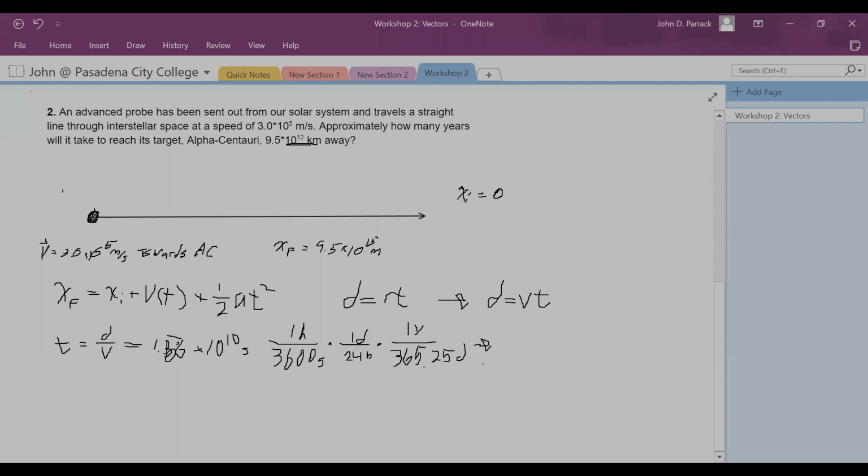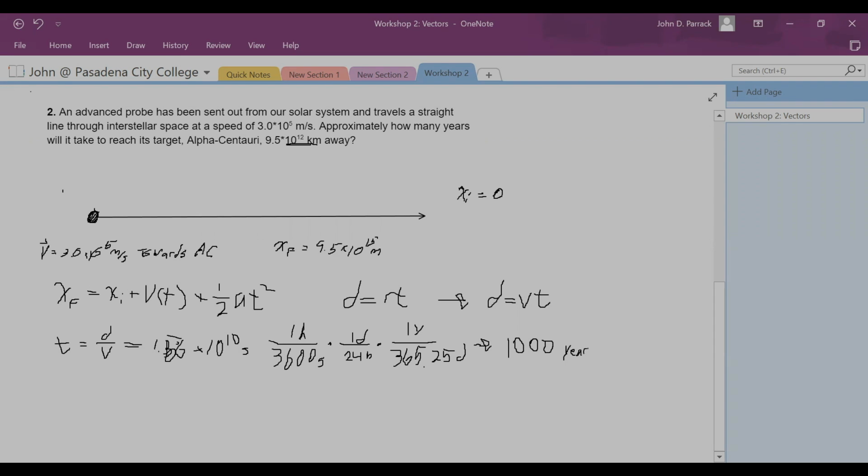So I'll take the answer we previously found, that 3.166 times 10 to the 10 seconds, and I'm going to divide that by 3,600, divide by 24, and divide by 365.25. Let's see what we get. I get 1,003, and they say approximately how many years. So let's say they give us about 2 significant figures, so let's round, and say it's approximately 1,000 years. We got 1,003 years. So it's about 1,000 years to reach Alpha Centauri.